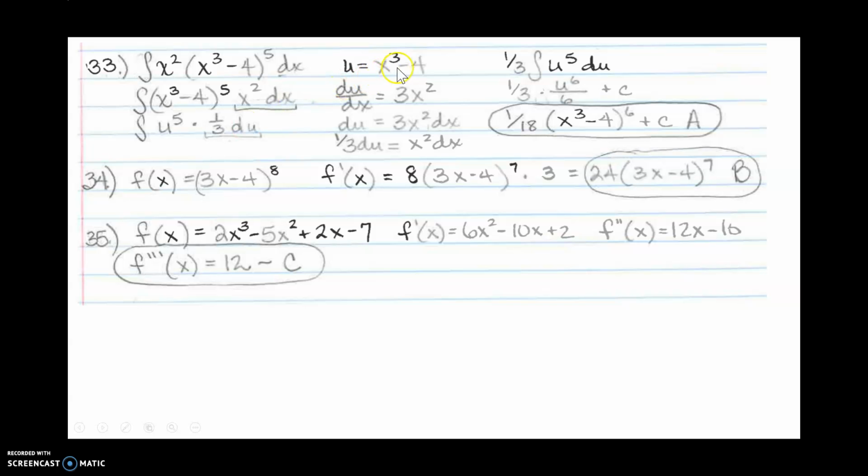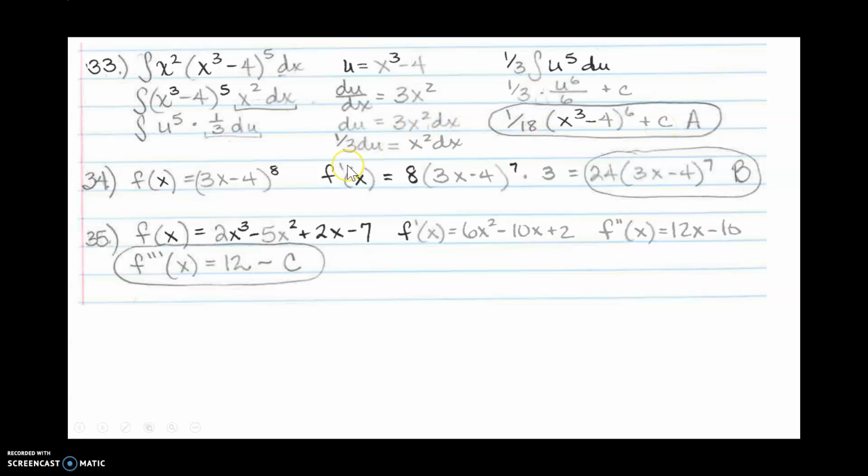So let's move that 1/3 out in front to get it out of our way. And the antiderivative of u to the 5th, we're going to add 1 to 5, so that'd be u to the 6th over 6. And so that would give us u to the 6th over 18, or 1/18 u to the 6th. Then don't forget to back substitute, x cubed minus 4 was u, and then of course plus c.